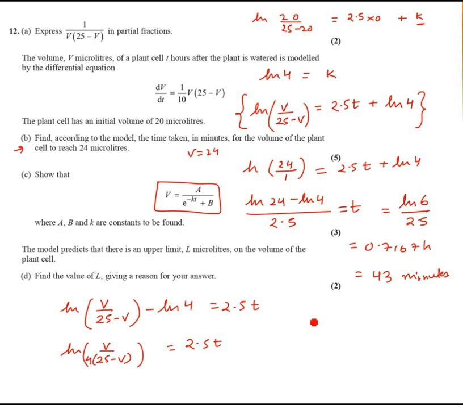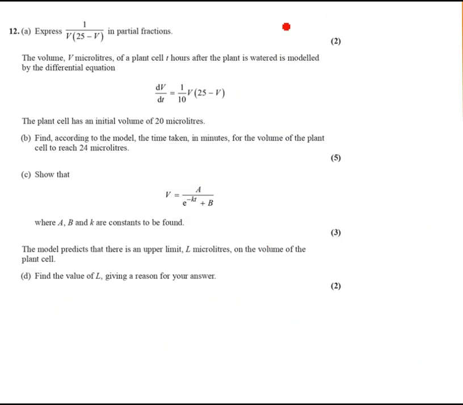Now this can be written as v over 4 times (25 minus v) equals e to the power 2.5t. Okay, now we do the reciprocal here, so you can write 4 times (25 minus v) over v equals 1 over e to the power 2.5t, which can be written as e to the power minus 2.5t. Okay, now expand this, so that becomes (100 minus 4v) over v, since 4 times 25 is 100, equals e to the power minus 2.5t.